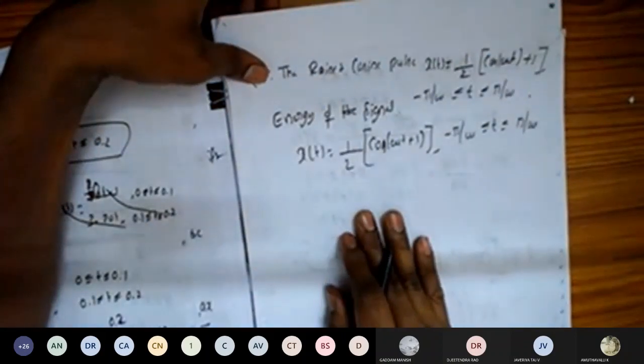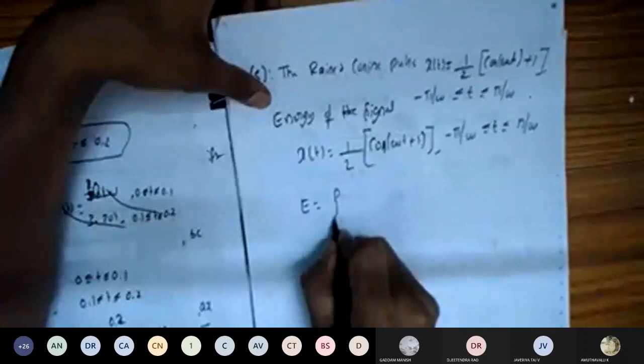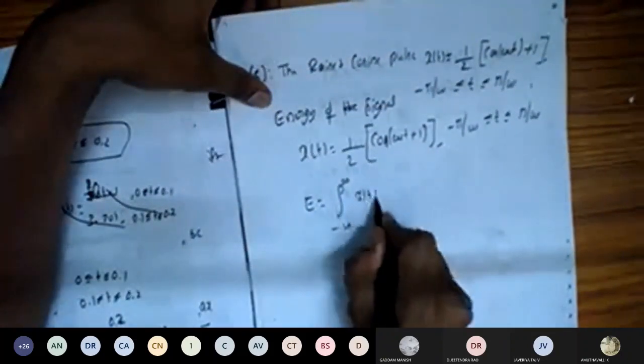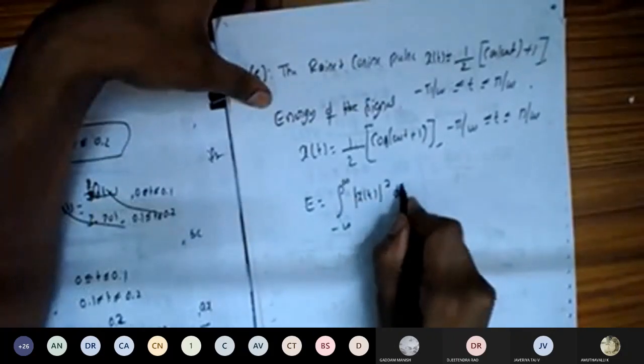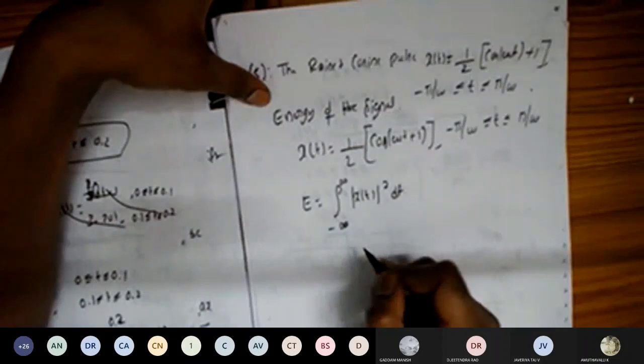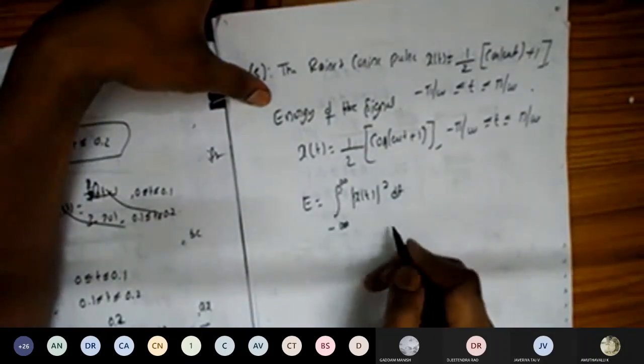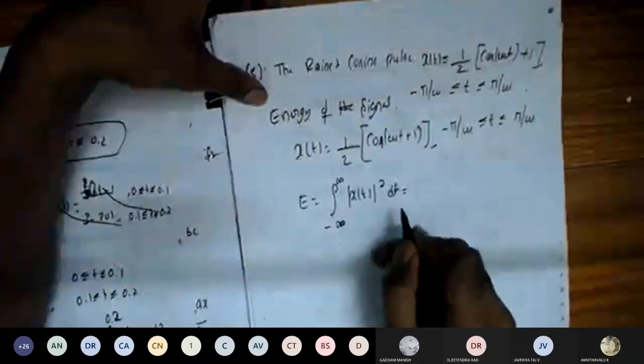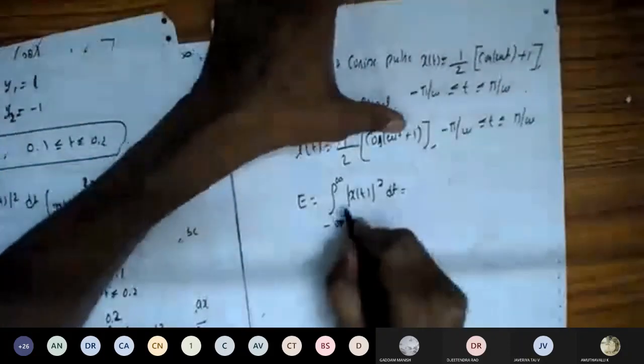So for this one, you need to find out the energy of the signal. Let us write the generalized formula. The energy of the signal is given by, energy is equal to integral from minus infinity to plus infinity of the magnitude of x of t, the whole square, into dt. Okay, so let us substitute the value of x of t.